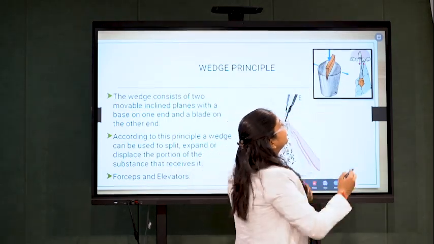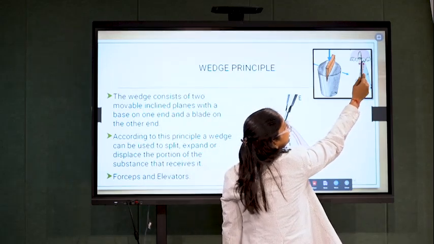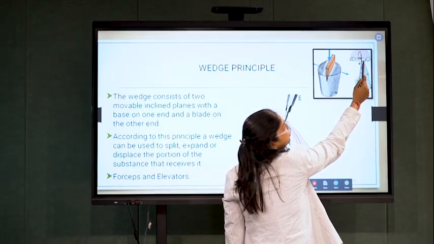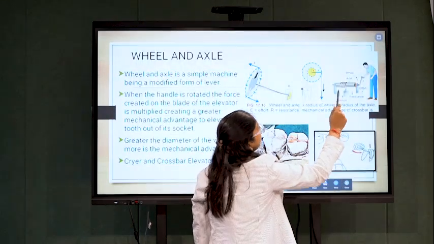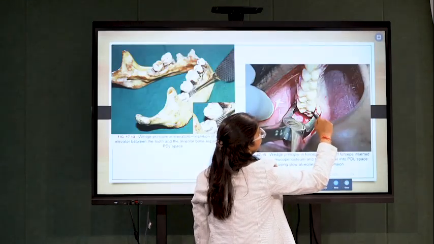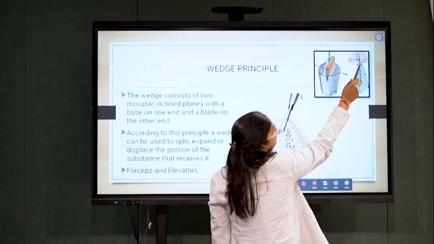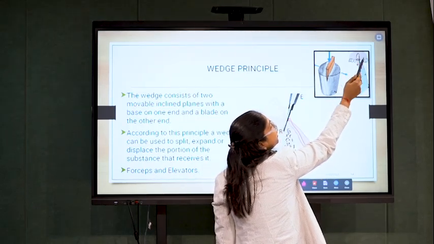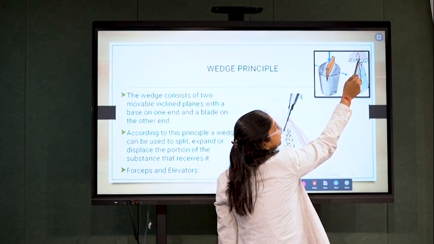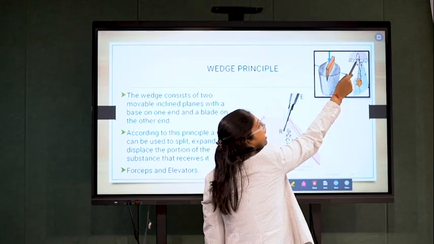And the same, see here, when the elevator is applied, we are supporting the adjacent tooth, so as to avoid luxation of this tooth. This is the working area. We should always support this, and then we are making space between the alveolar bone and the tooth.